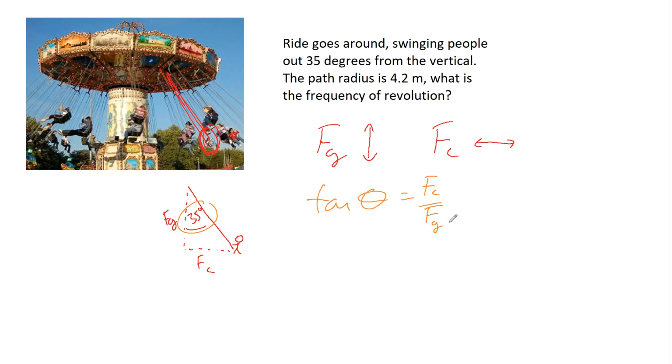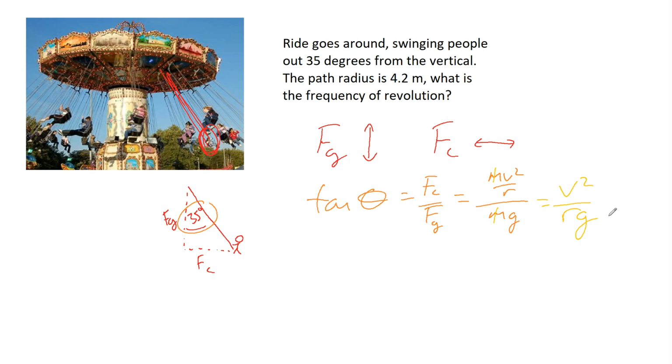So if we substitute our basic expressions in for these quantities, Fc of course is mv squared over r, and Fg of course is just mg. And as soon as we do that, we can see that the masses actually cancel out. That's why everybody ends up at the same angle, same position when they're going around, because the mass doesn't matter. It ends up canceling out in the actual expression. So if we put this together, we end up with v squared divided by rg, no mass whatsoever. So tan theta is equal to v squared over rg.